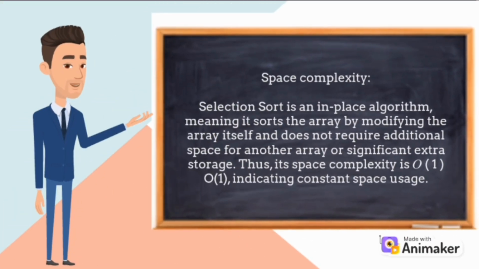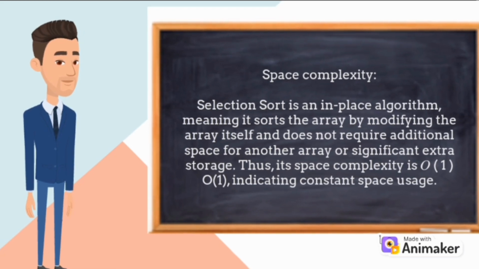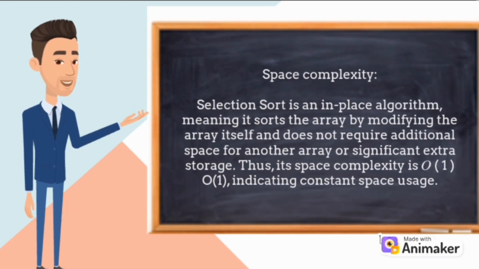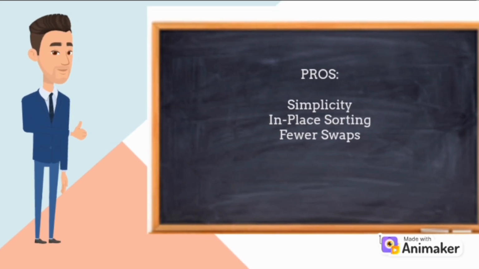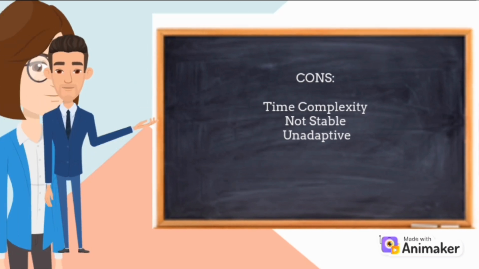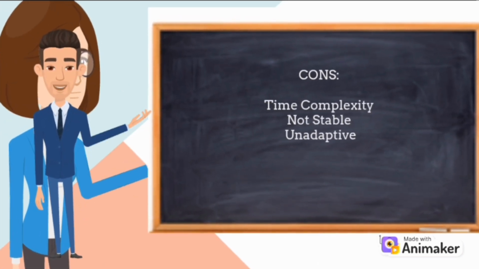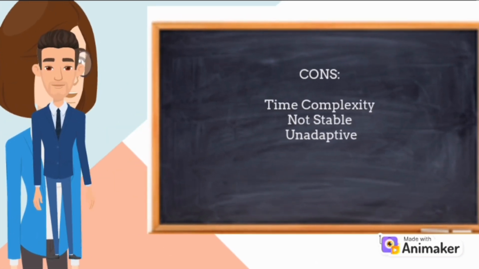Space complexity. Selection sort is an in-place algorithm, meaning it sorts the array by modifying the array itself and does not require additional space for another array or significant extra storage. Thus, its space complexity is O(1), indicating constant space usage. The pros are simplicity, in-place sorting, fewer swaps. The cons are time complexity, not stable, unadaptive.